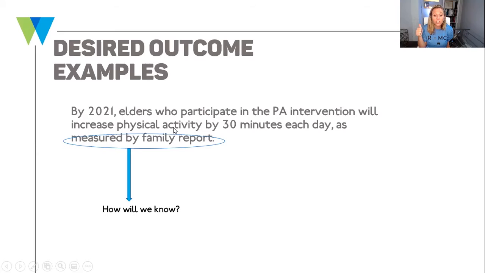What will change? The behavior of physical activity. For whom? Elders who participated in the physical activity intervention. By when? By the year 2021. By how much? 30 minutes each day. And how will it be measured? Family report.